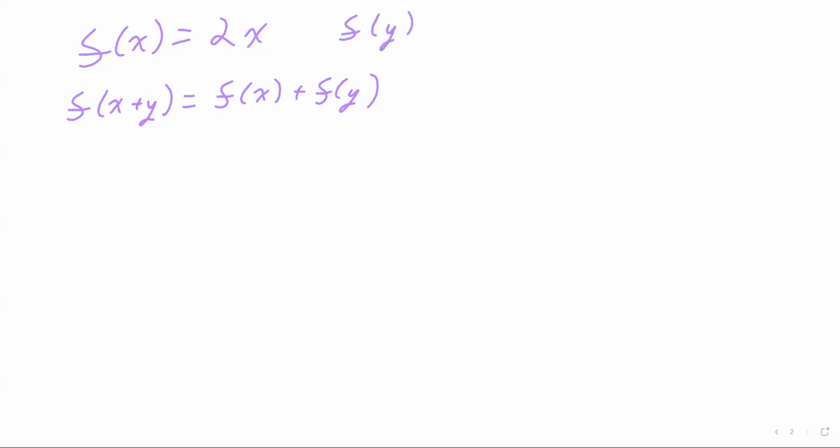If I want to know what f of y is, what's different between f of x and f of y? The x and the y. If I replace this x with a y, what am I going to replace that x with? So then f of y equals what? 2y. Are we good with that?